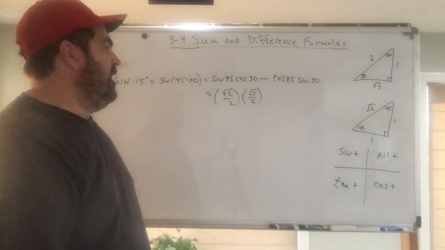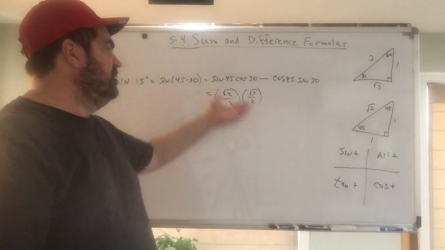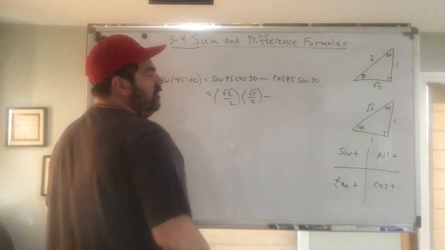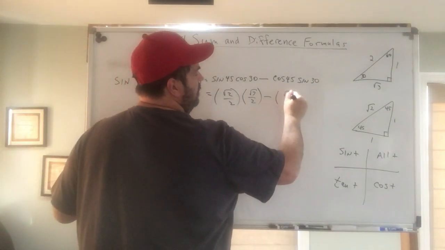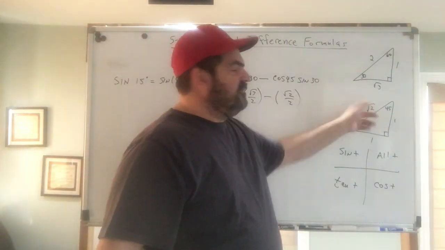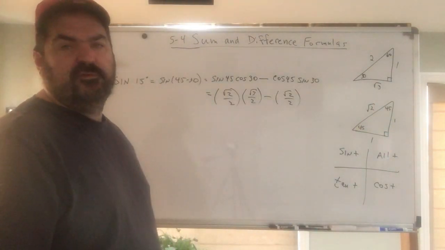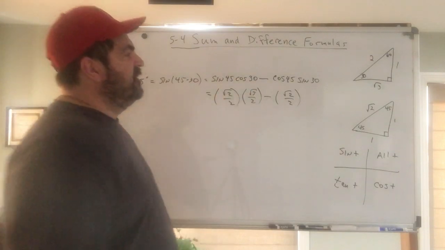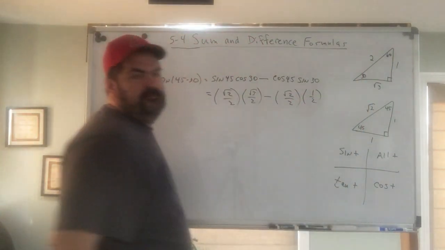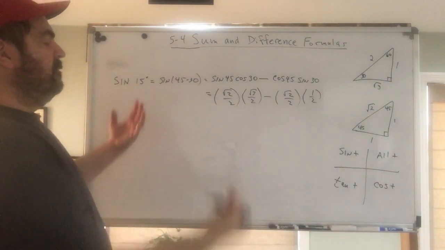You do 5, 6 problems, you're going to have all this trig memorized if you don't already, like you should. Cosine of 45 is root 2 over 2. Cosine of 45 and sine of 45 are both root 2 over 2. And then sine of 30 is 1 over 2. Okay? So we can multiply this together.